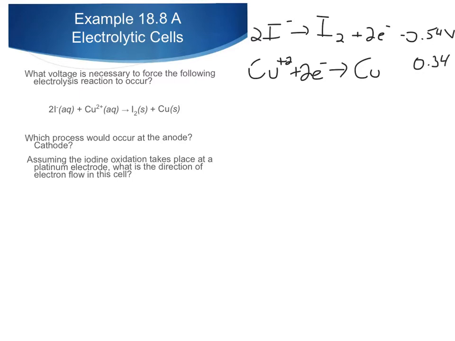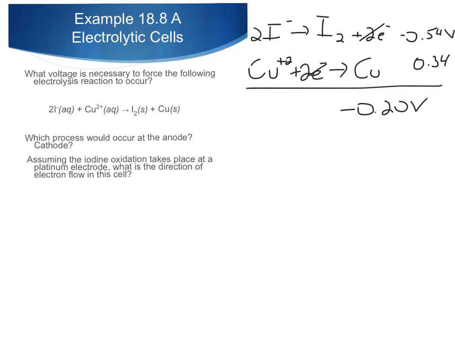Now, if this was a galvanic cell, we wouldn't choose to do it this way. We would reverse them. Those 2 electrons will cancel out to give us our balanced equation, but our voltage comes out to be a negative 0.20 volts. So the question, how much voltage is necessary to force this to happen? As long as we overcome that 0.2 volts, we can make a positive reaction happen. So that reaction could go forward if we put in 0.2 volts of energy.